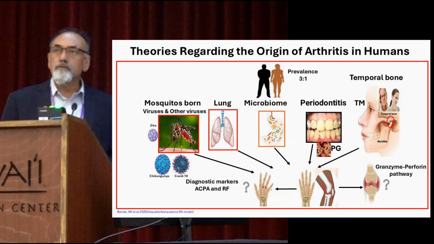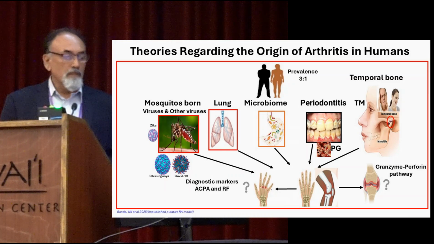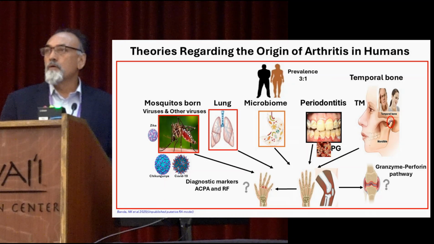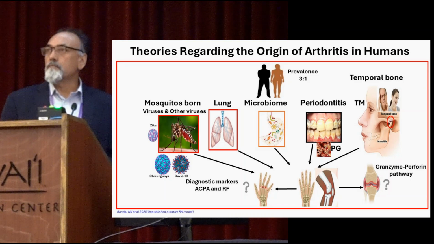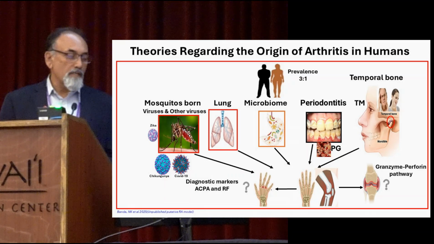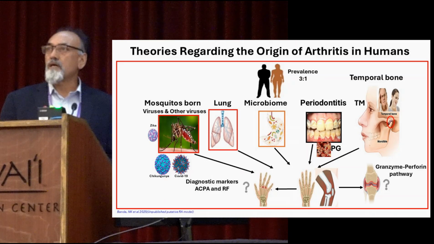Other studies have shown there is a direct link between chronic periodontal diseases and rheumatoid arthritis due to the presence of P. gingivalis bacteria. We are going to talk a little bit more about that. More recent studies have linked the microbiome and lung-associated diseases with rheumatoid arthritis. Previous studies have shown that many mosquito-borne viruses can cause transient arthritis.